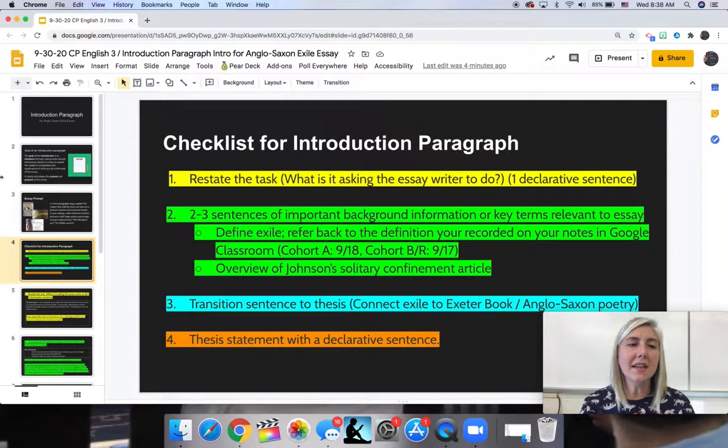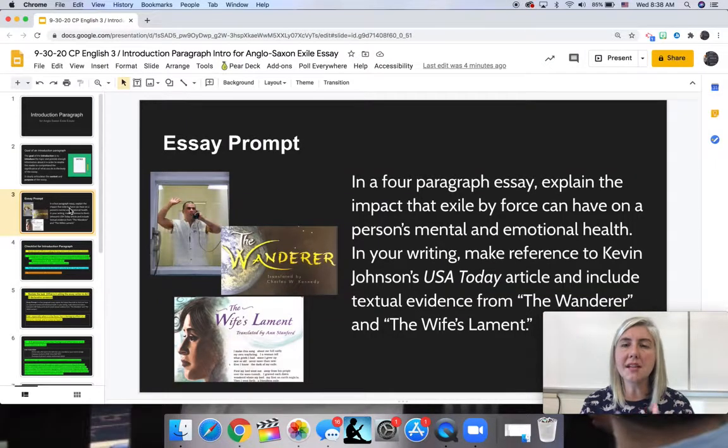Now, you'll note in the essay prompt, if I go back to it, I do not say that you have to use evidence from this article in your essay. It is, however, serving as the inspiration or catalyst for our analysis of The Wanderer and The Wife's Lament.